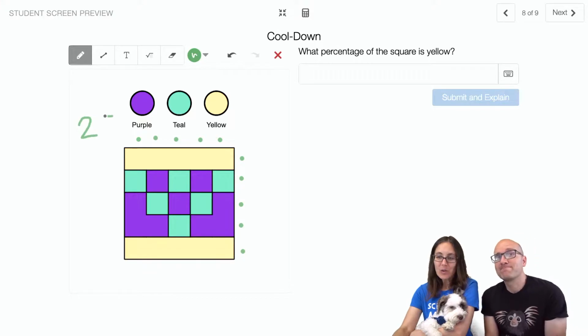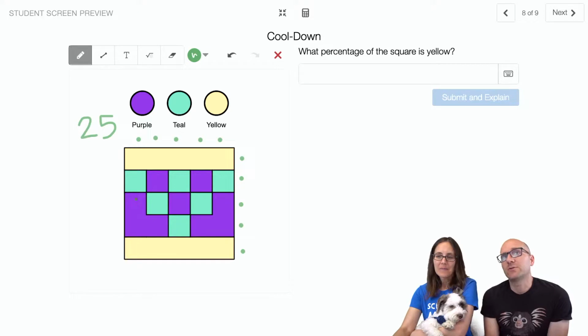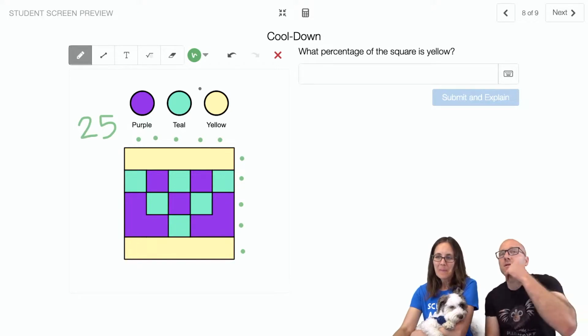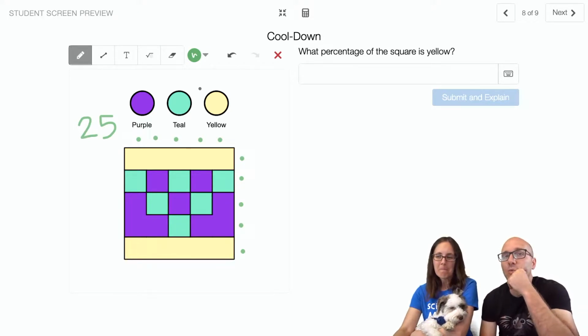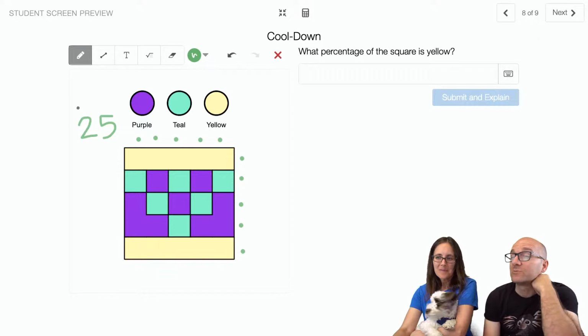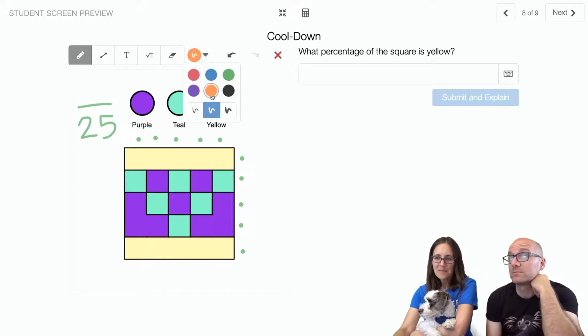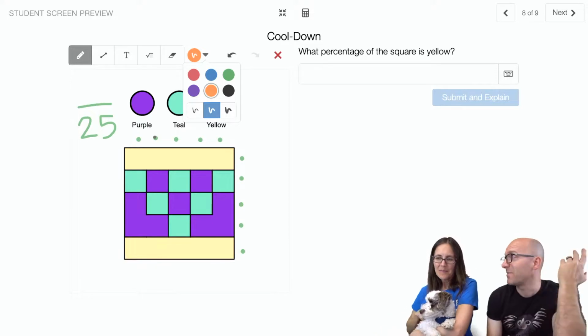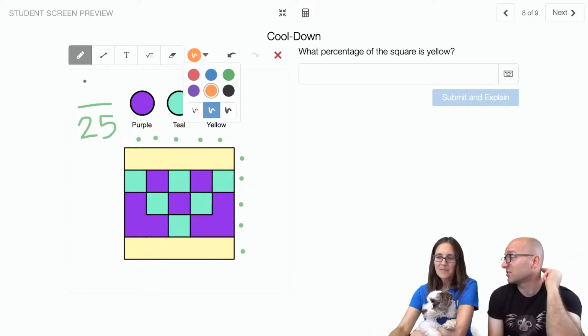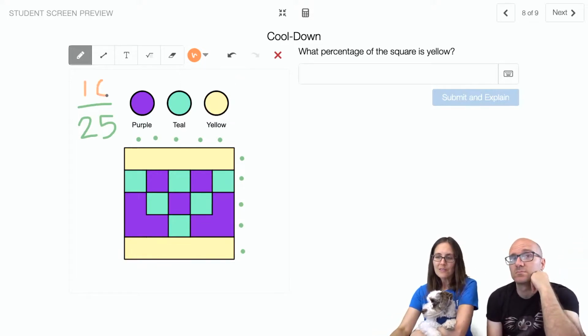So we have 25 squares in total. There are 25 in total, so everybody take 1 minute and see if you can come up with the percentage of that square that is yellow. And as we've seen, there's not just one strategy that could get us to that answer. For that matter, there's not even just a best strategy there. There are multiple strategies. I'm going to go with a fraction-based strategy this time.